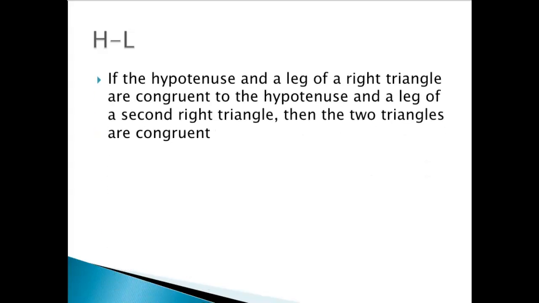Okay, our last shortcut is called the hypotenuse leg, or the HL. This says if the hypotenuse and a leg of a right triangle are congruent to the hypotenuse and leg of a second right triangle, then the two triangles are congruent.